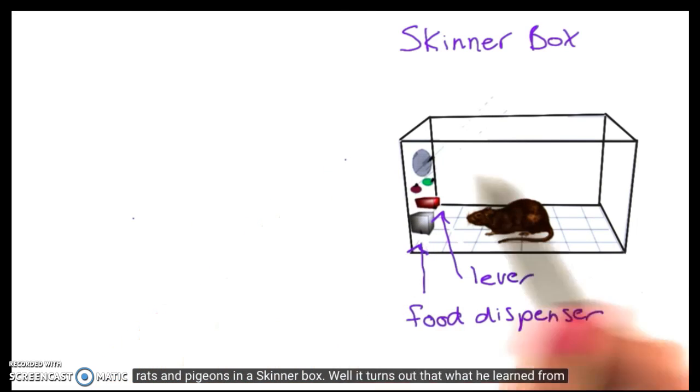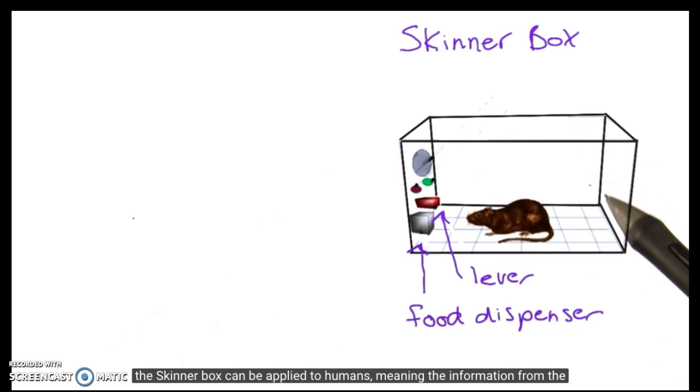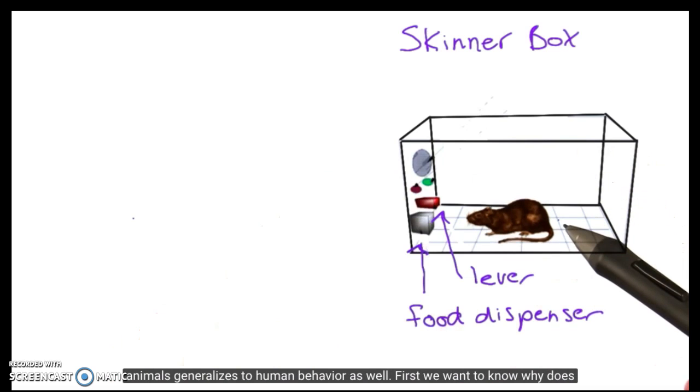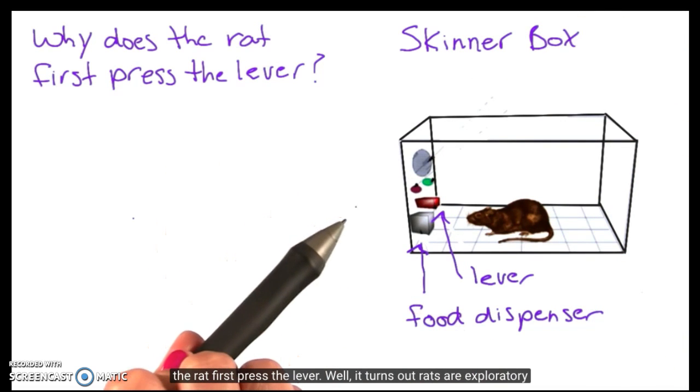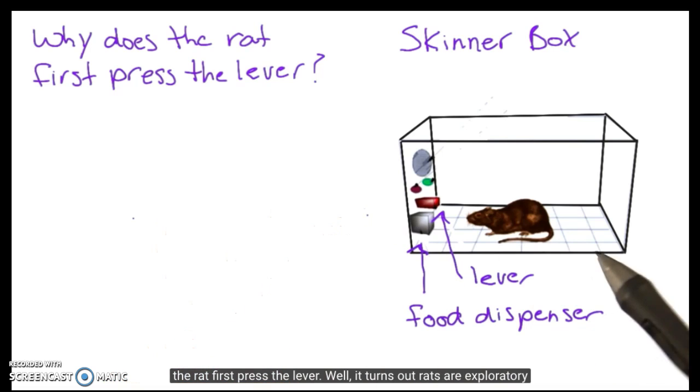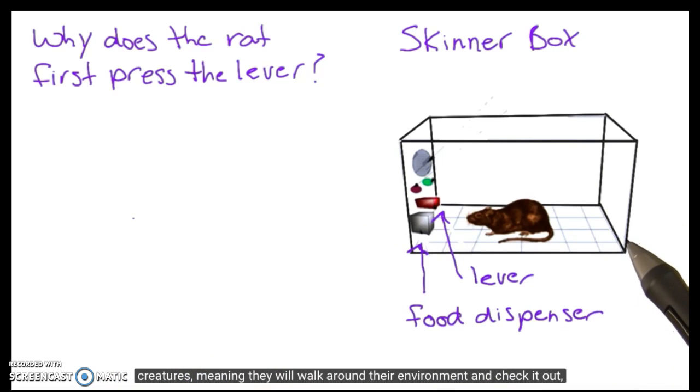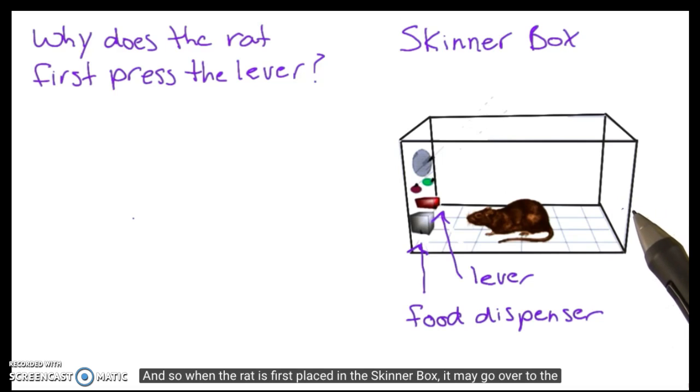Well, it turns out that what he learned from the Skinner box can be applied to humans, meaning the information from the animals generalizes to human behavior as well. First, we want to know, why does the rat first press the lever? Well, it turns out rats are exploratory creatures, meaning they will walk around their environment and check it out.